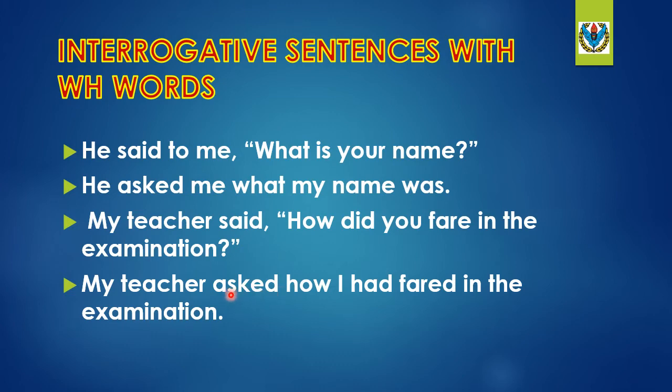And there is no question mark. My teacher asked how I had fared. How I had fared, we use the structure of a positive sentence. Here, I has been used before the verb, and in the direct speech, there was a helping verb before the subject. So we have to change the structure of an interrogative sentence into a positive sentence when we convert it into indirect speech.